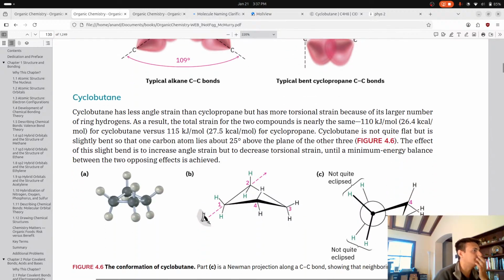All right, cyclobutane. Cyclobutane has less angle strain than cyclopropane, but has more torsional strain because of its larger number of ring hydrogens. All right, so since we're doing this, I might as well use my kit. I just bought this thing. It's kind of fun, right?